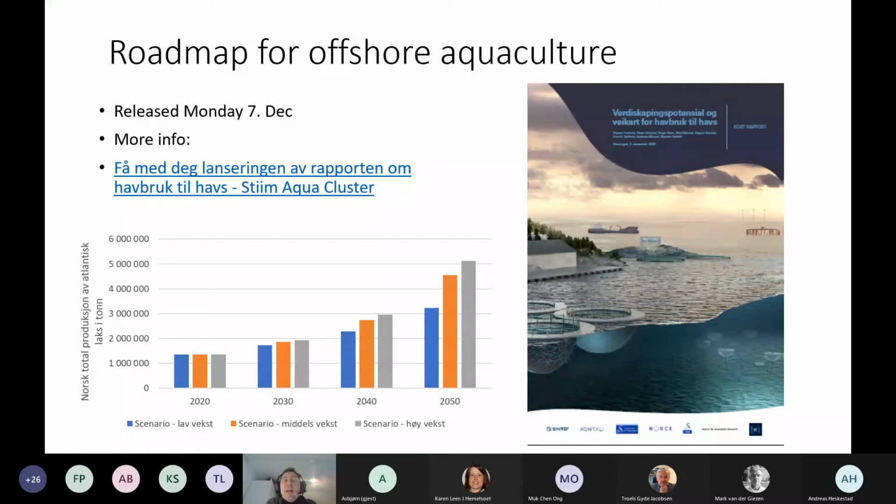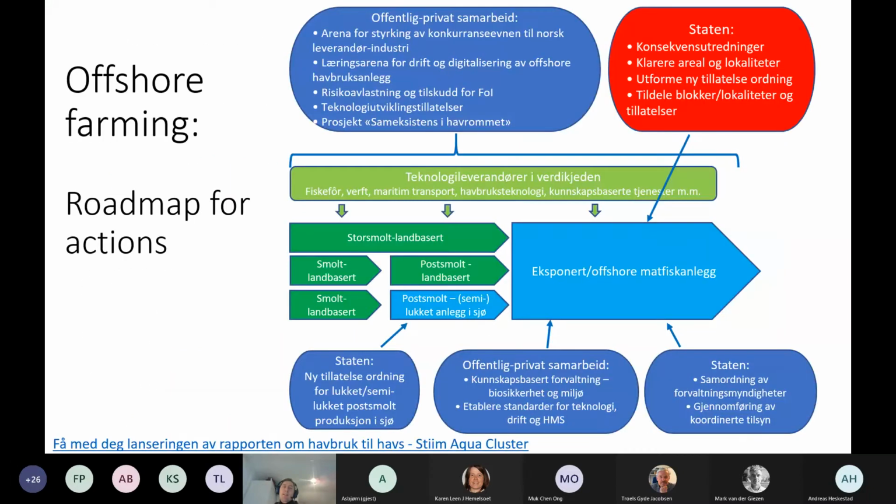On Monday, we're going to release a roadmap for offshore aquaculture together with Blue Planet and STIIM. It's a broad group of researchers that have participated in writing the report. You see the short report here. We have researchers from UiS, SINTEF, Kontali, Norse and BI. Everything is going to be available on Monday, and we're going to discuss a lot of the issues I mentioned in that report. This is a roadmap for actions that we are going to propose at different stages of the value chain, addressing different challenges in relation to offshore aquaculture.